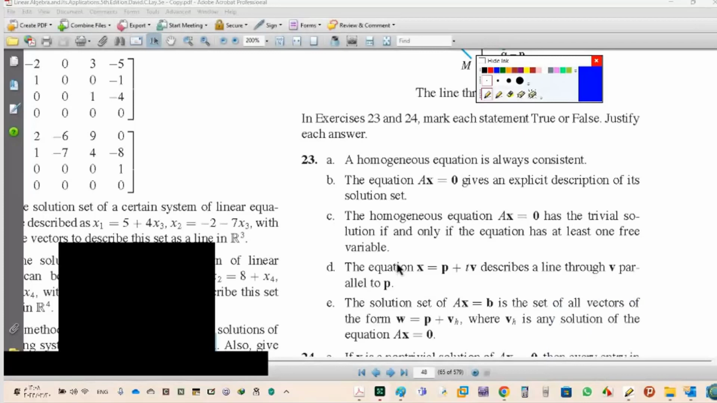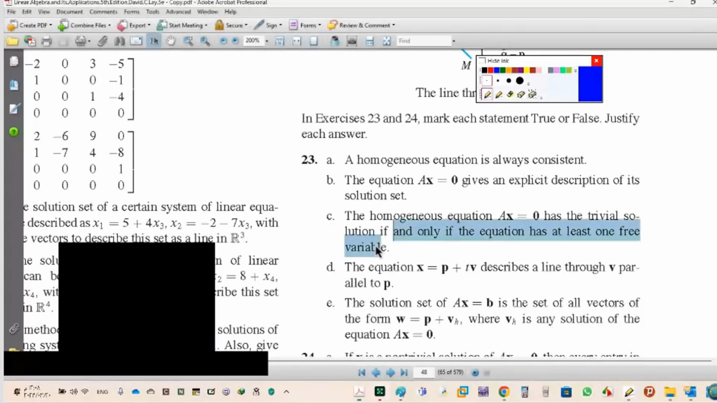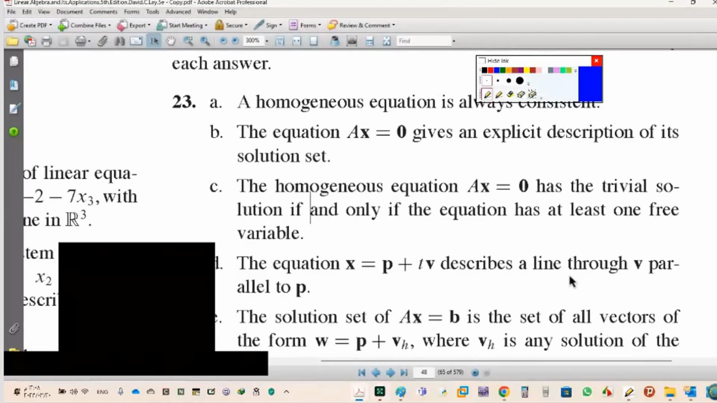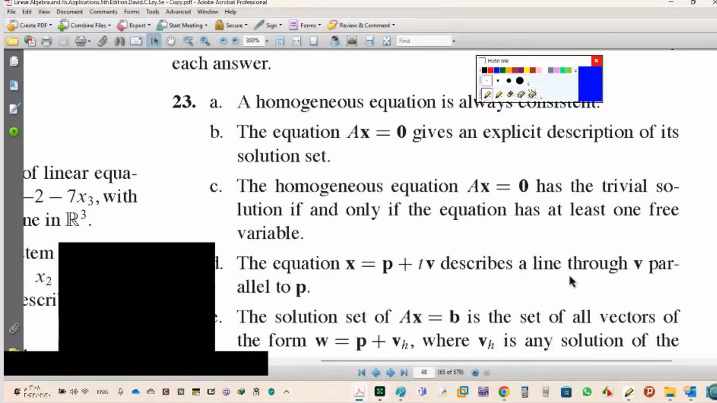The homogeneous equation has a non-trivial solution if and only if the equation has at least one free variable. Correct or not? Read C carefully together. The homogeneous equation has trivial. Thank you. It's non-trivial. Not trivial. Take care about this tricky one. Thank you so much. D: the equation x equals p plus tv describes a line through v parallel to p. Correct or not?